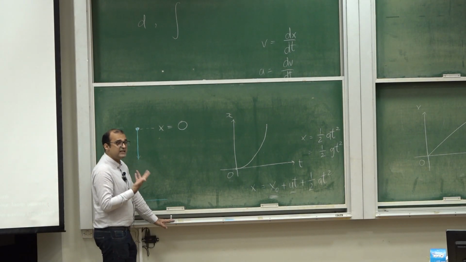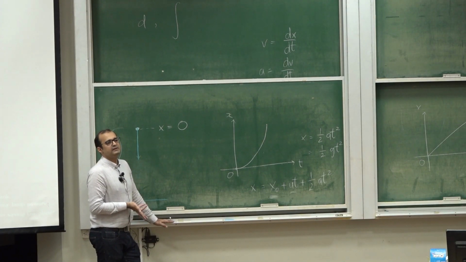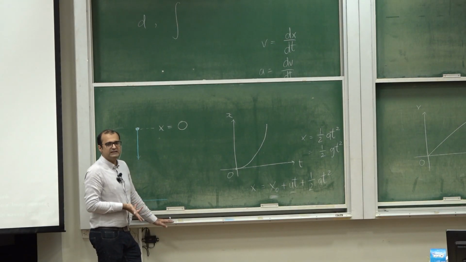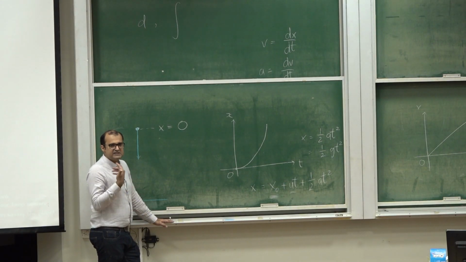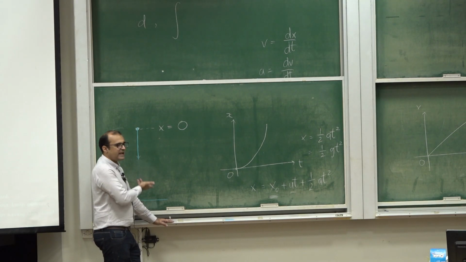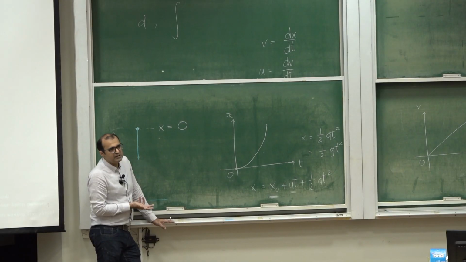The mathematical functions will change. X of t will now look slightly different. V of t may look slightly different. A of t may look slightly different. But the basic physical results will be exactly the same. If I asked you, what's the time taken for this object to hit the ground? That time will be the same no matter which coordinate system you use.